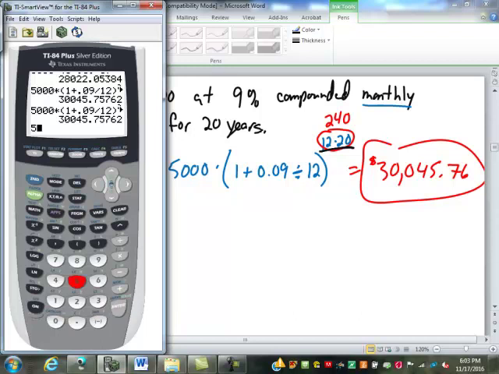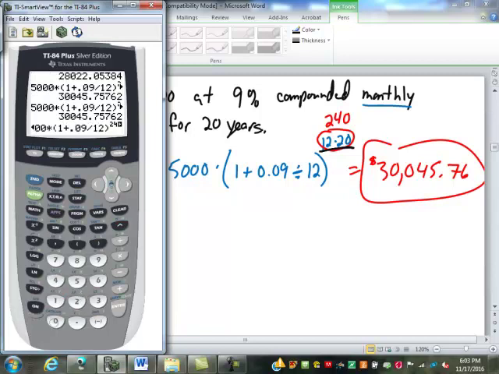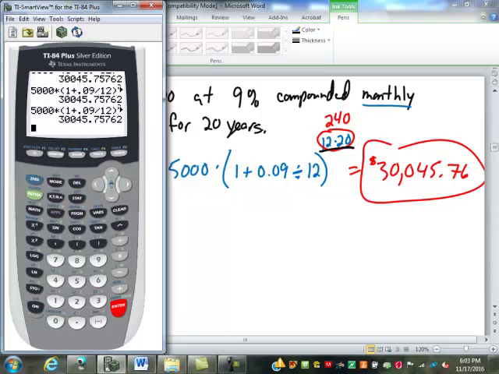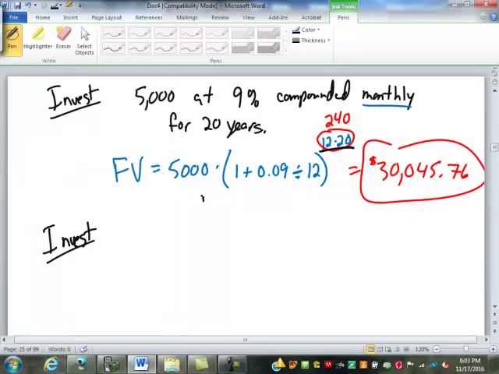So 5,000, then times, open parentheses, 1 plus 0.09 divided by 12, close parentheses, caret 240. Then hit enter. On your calculator, it's on the left side about halfway down. Looks just like this one right there. Looks like this.